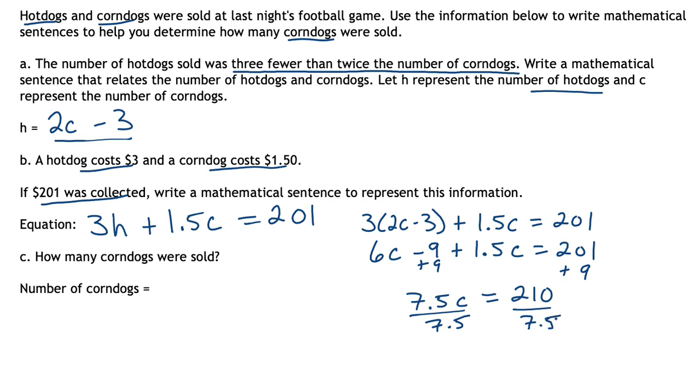Okay, I would encourage you to plug that in your calculator. I'm going to do it here off the screen. 210 divided by 7.5, and I get 28. So we just found that there were 28 corn dogs sold that night. So this one, again, a lot of information, but we broke it down. Write our equations and then use a tool to solve our equations.